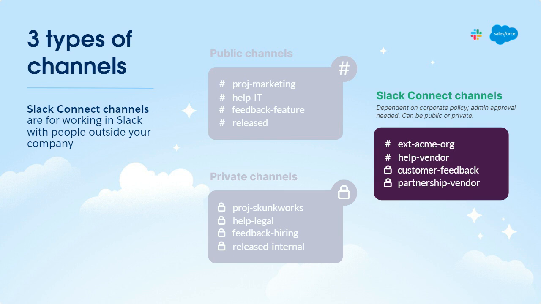And then the third type of channel is a Slack Connect channel, and these can be either private or public. And these are going to be for working in Slack with people from outside your company. Think of customers, agencies, and vendors. And we'll spend a little bit more time on external collaboration with Slack Connect a bit later today.